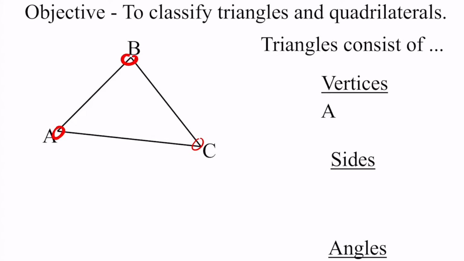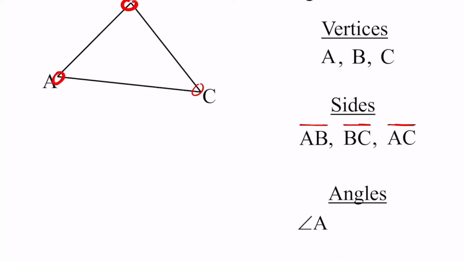So we have the vertices are A, B, and C, and then you can name the sides. Those are line segments. So we have line segment AB, line segment BC, and line segment AC, and they are denoted by a straight line on top without any arrows. And a triangle, so tri means three, so they have three sides and also three angles. So we can name them as angle A, angle B, and angle C. We could also have named them with three letters as well, such as angle BAC, or angle ABC, or angle BCA. Those are also correct.